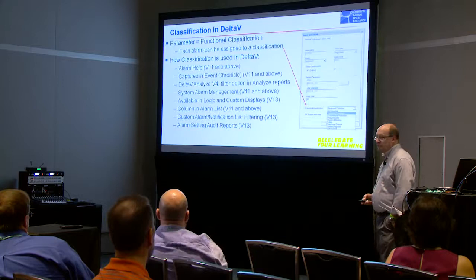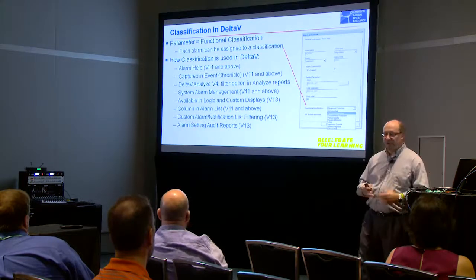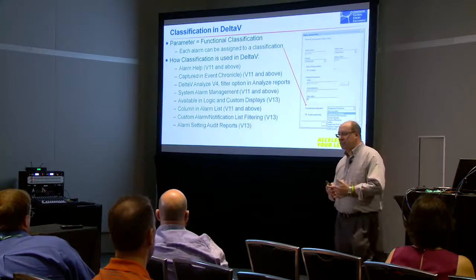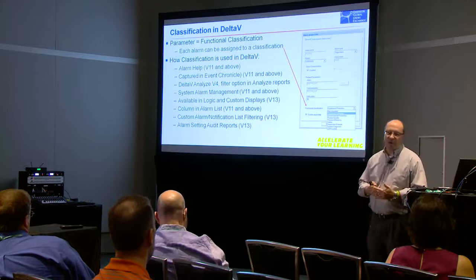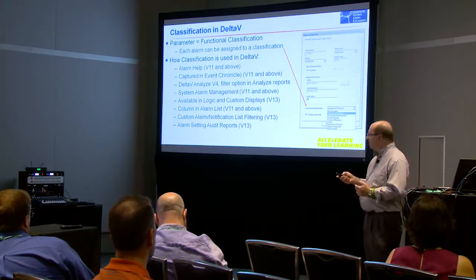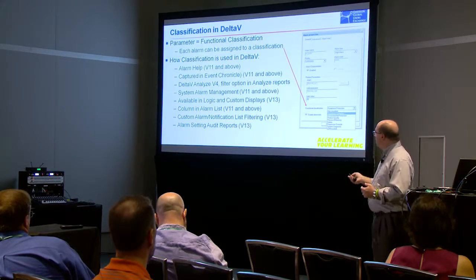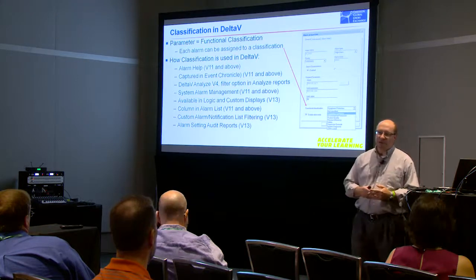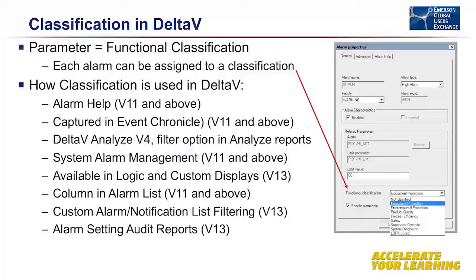Now, classification comes up in DeltaV because it's native to DeltaV. So every alarm can be assigned to a class, to a classification. That shows up in Alarm Help. It shows up in the Event Chronicle. And then in version 13, you can actually use that to filter the alarm summary display.